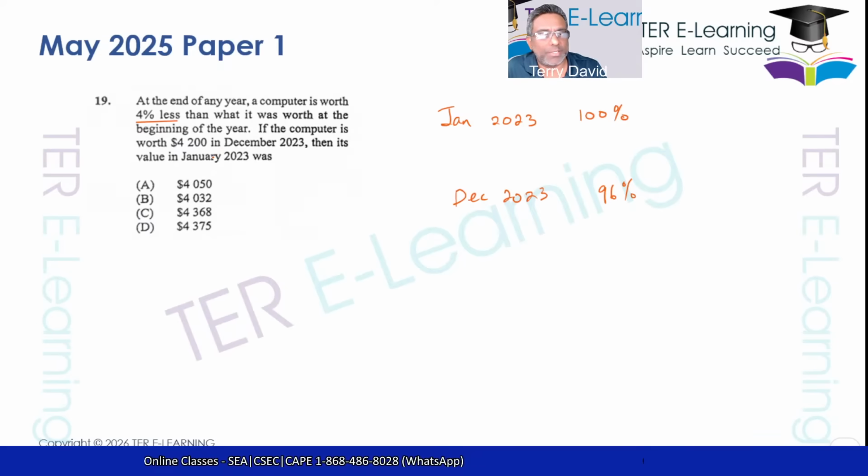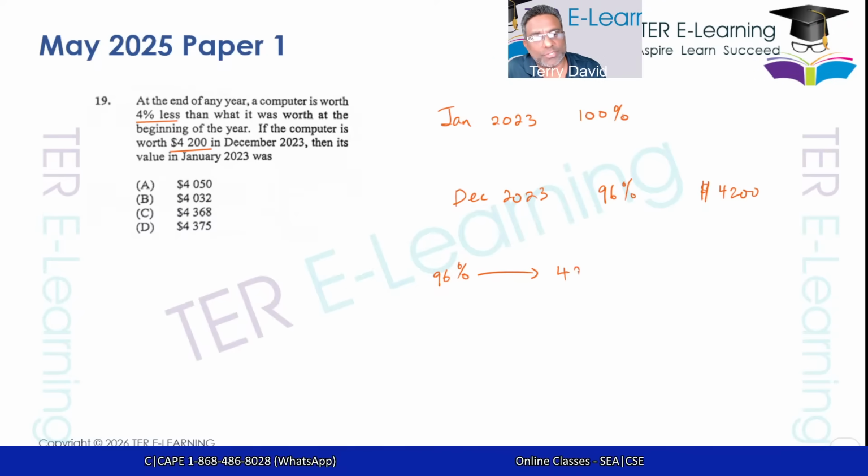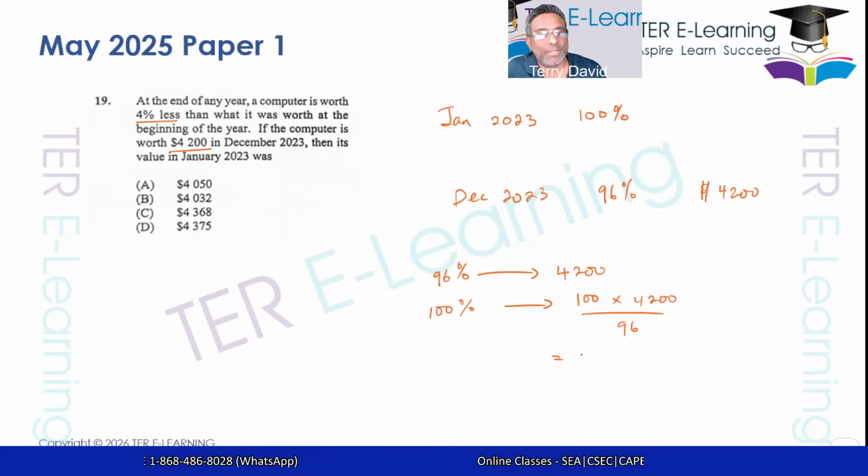Now, in December 2023, the value of the computer is worth 4,200. So this here is worth 4,200. And they want me to figure out what's the value of the computer at the beginning of the year. So again, we know that 96% is equivalent to this 4,200 here. So we're trying to work out for 100. So we'll cross multiply. We'll simply say 100 multiplied by 4,200 divided by 96. Okay. So is that looking correct though?